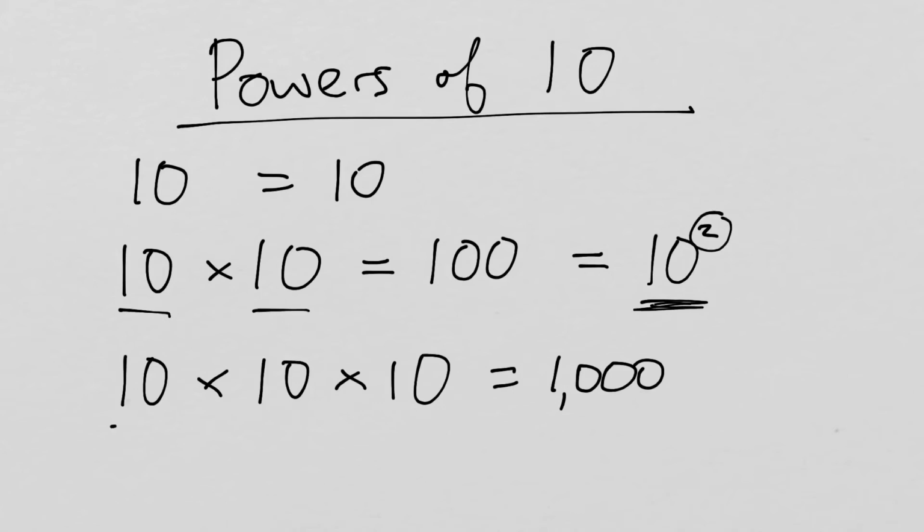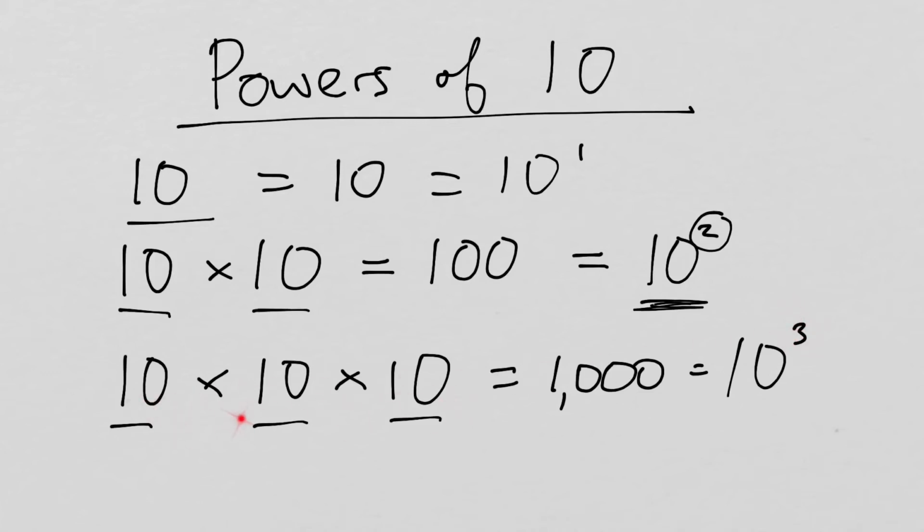So in this one I've written it out 1, 2, 3 times, so this is going to be 10 to the 3rd power. This time it's only been written out once, so it's 10 to the 1st power. So you can see how it works. If the base is 10, then that little 3 there represents the 3 tens, right? And the little 2 here represents the 2 tens, or 10 times 10. 10 times 10 times 10.